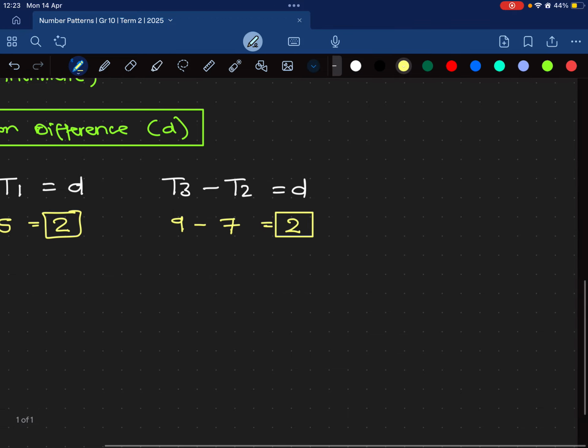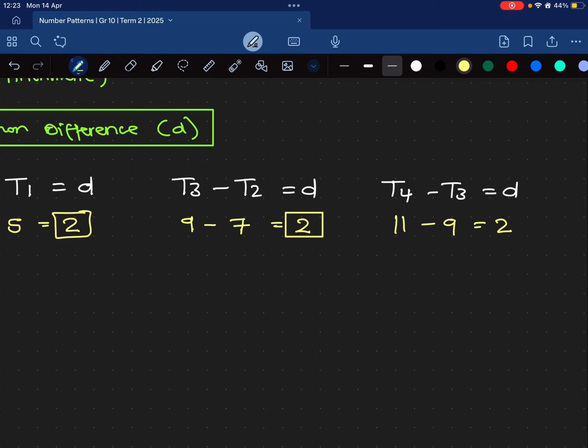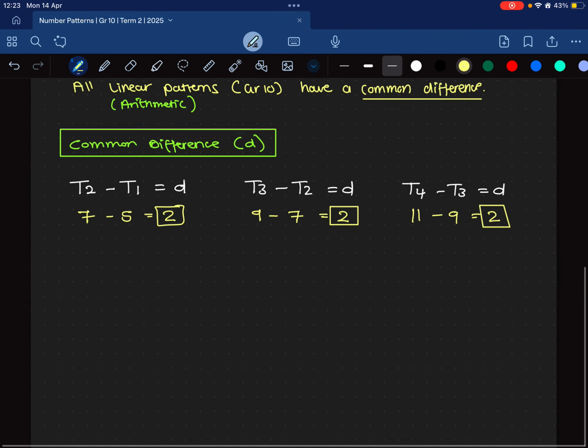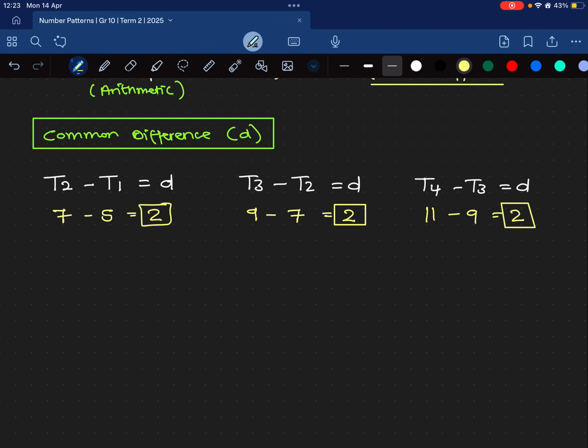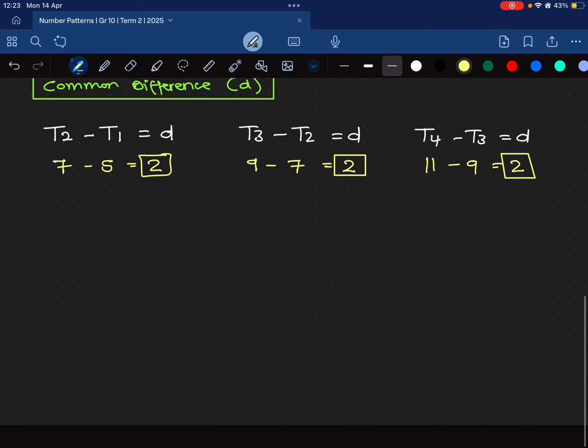Okay, and if we continue, we'll notice that the same is true for the fourth one. Term 4 minus term 3 is going to be 11 minus 9, which will just be 2 again. So notice that if we subtract one term by the term that comes before that term, then we get this common difference or constant difference.